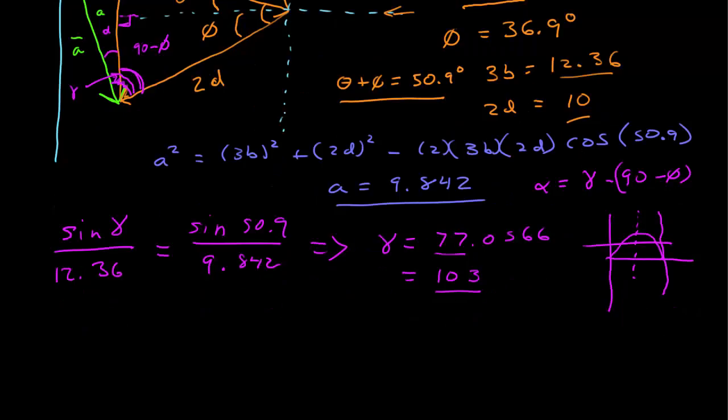I believe gamma is 77 from my picture, and so that gives me a value of alpha that's equal to 23.96 degrees when I calculate that from here.